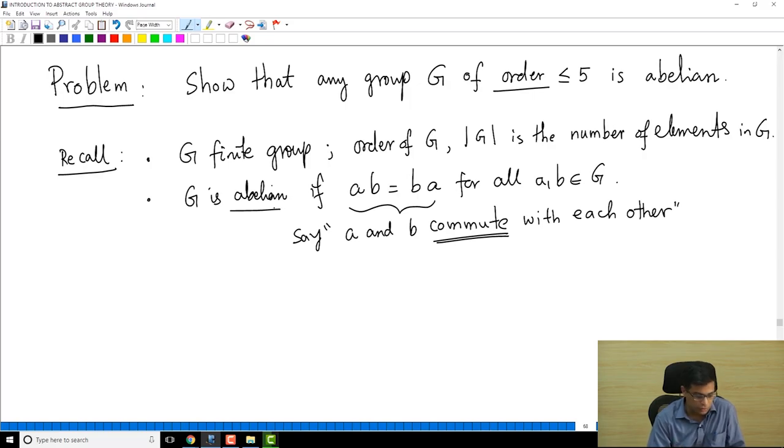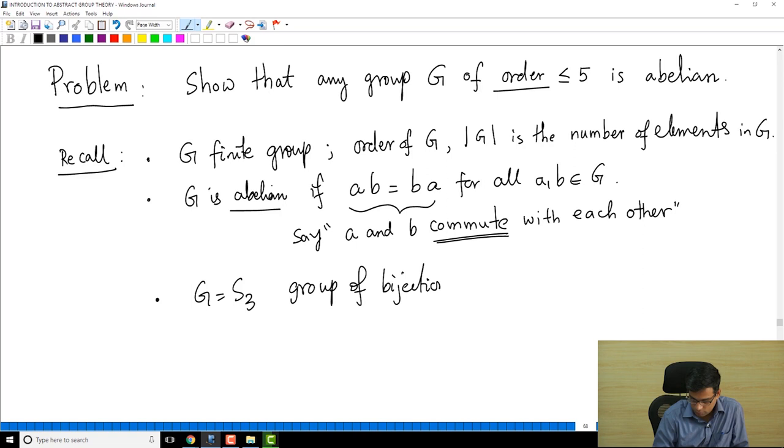And this is a property that groups have, and not every group is abelian. That also I want to recall before we get to solving this problem. If you recall, the group S3, the symmetric group on 3 letters, is the group of bijections of a 3 element set, which we denoted by 1, 2, 3. In the earlier video where I discussed S3 in detail, we actually listed all the elements of S3 and understood some facts about these elements. We saw that the order of S3 was 6 and S3 was not abelian.